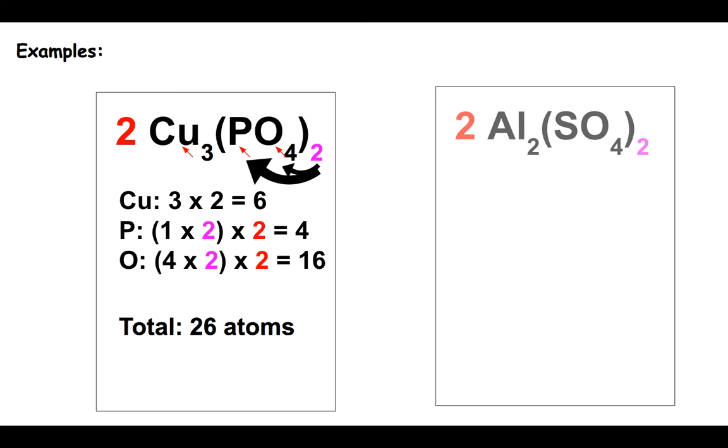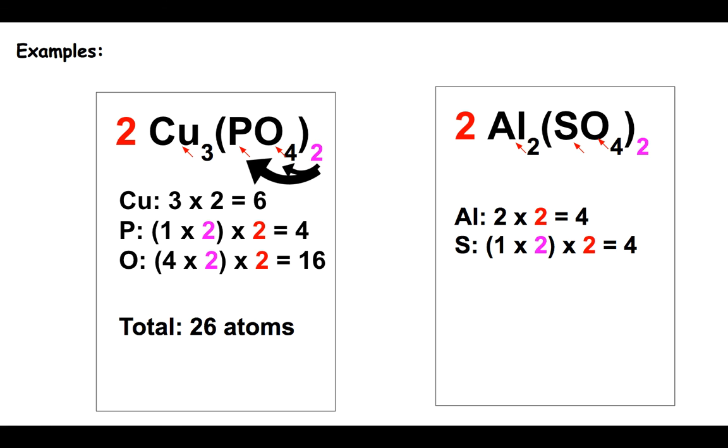Okay, for the next one, we have 2Al2SO4 2. So we have the Al, the S, and the O. We have Al, 2 times 2, which is 4. S, there's 1 S. We multiply by the little 2 to get 2. And then we multiply by the coefficient, which is 2, which is 4. And then the same thing with the oxygen. We have 4 oxygens. Multiply by the subscript, and then multiply by the coefficient to get 16. And then you have 24 atoms.